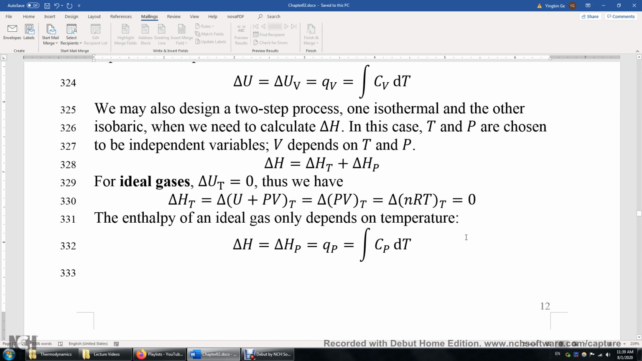So in summary, for ideal gases, the internal energy and enthalpy only depend on temperature. If the temperature is constant, then the change of U and H are both zero. If the temperature changes, then delta U is the integral of Cv dT. Delta H is the integral of Cp dT. We just need to know the initial temperature and final temperature to compute delta U and delta H for ideal gases.